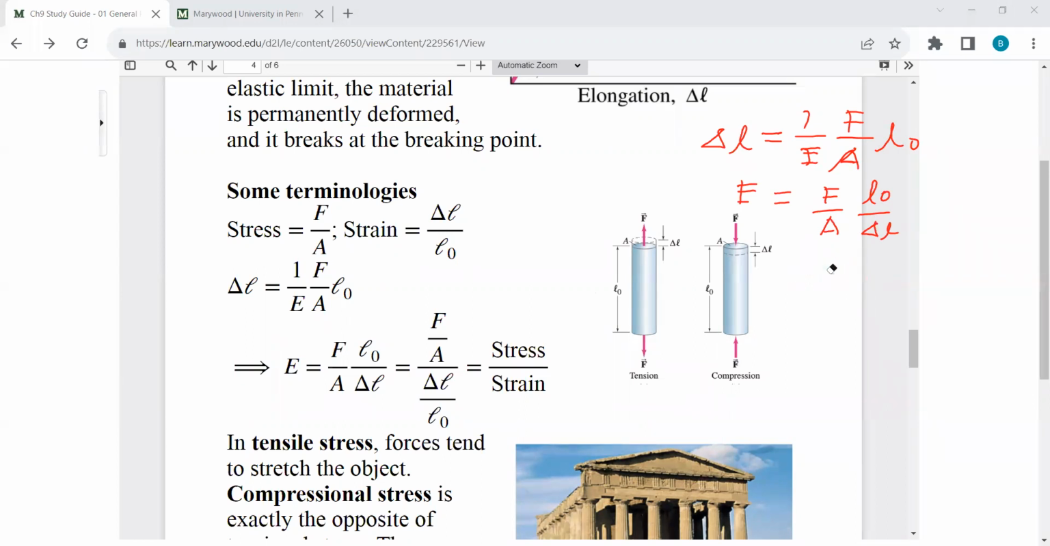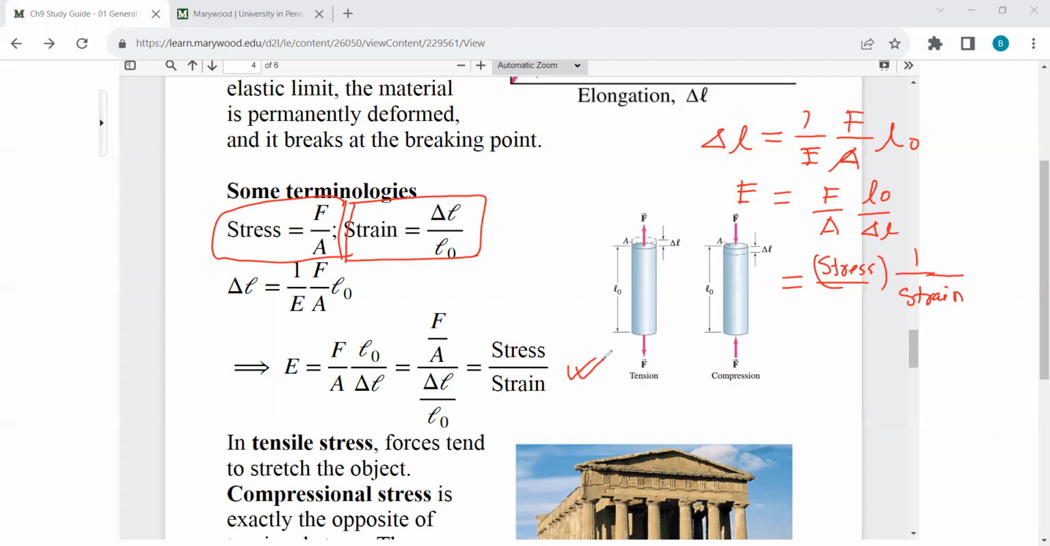In this equation, F over A is called stress and delta L over L0 is called strain. So E, the elastic modulus, is basically stress. F over A is stress, and this other part is 1 over strain, right? Strain is delta L over L0, but here we have L0 over delta L, so what we have here is 1 over strain. So the elastic modulus is equal to stress over strain.